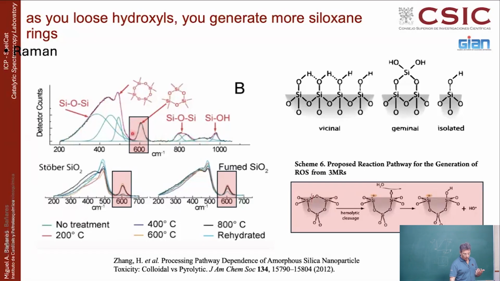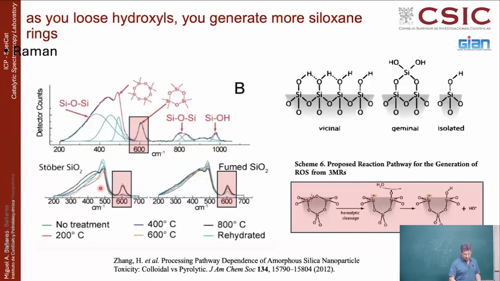How big and how intense these peaks are depends on the temperature history of the silica. A fumed silica, which is made at 1,000+ degrees, looks like this, with hardly any silanol groups and strong bands at 600 and 495. A normal silica prepared by precipitation, more hydroxylated, will look more like this, having some hydroxyl groups, and these things are changing as you increase the temperature.